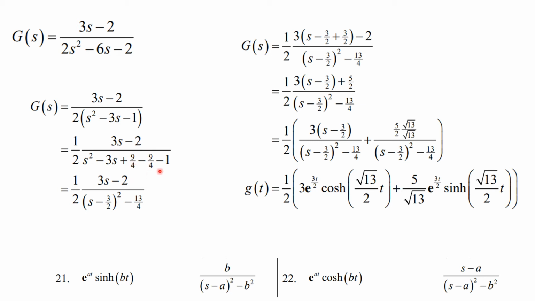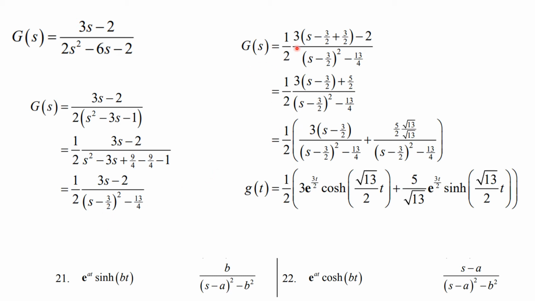are here. Minus 1. So this part right here, these three terms, becomes s minus 3/2 whole squared. And then when I combine these two terms, I get minus 13 over 4. So my denominator now matches up nicely with these from my table. Now notice that these are now hyperbolic trigonometric functions, but that's okay. So now I'll work on my numerator.